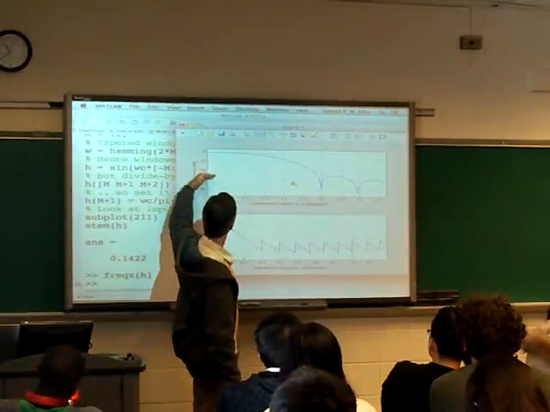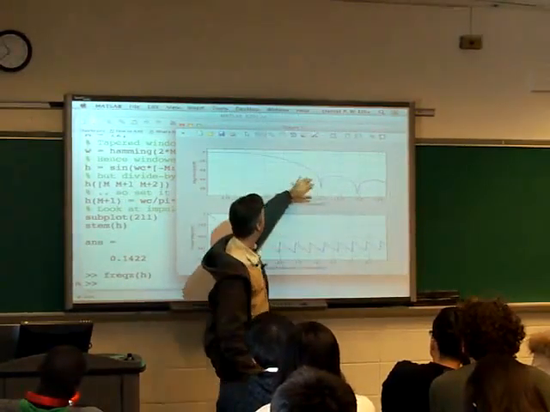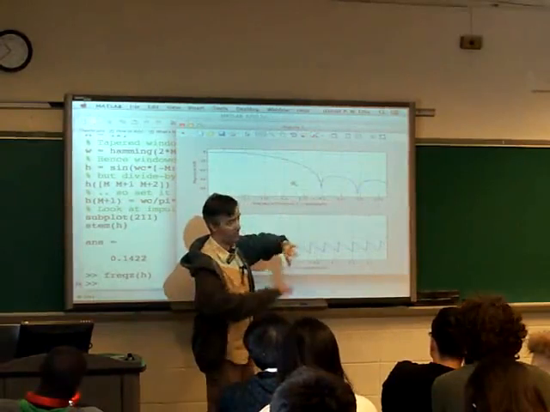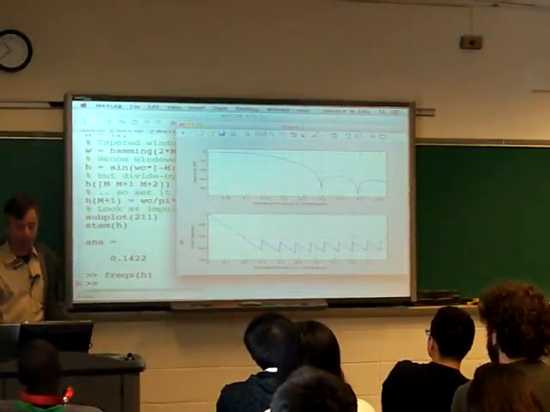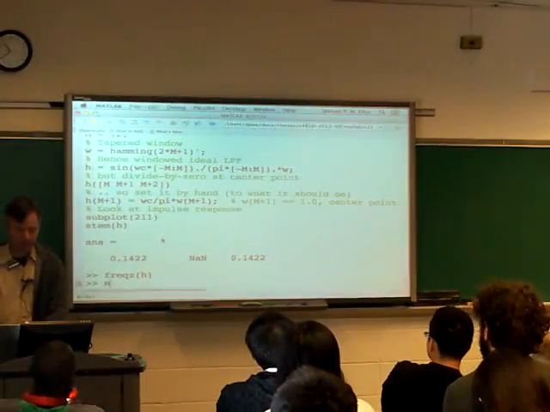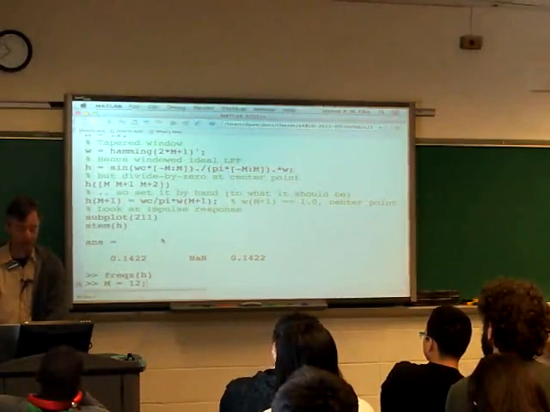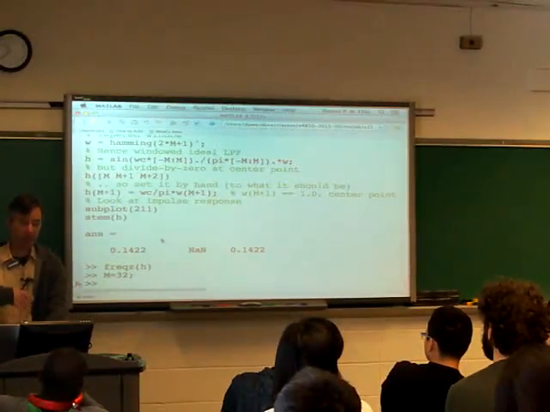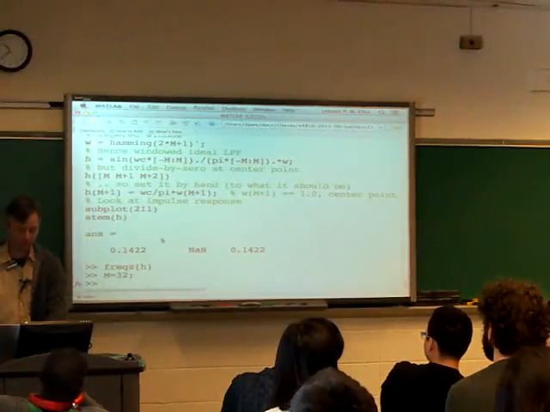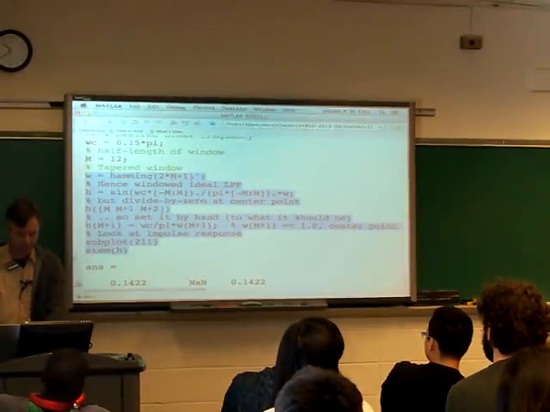We've got reasonable side lobe height here at minus 50 dB or so, but we've got a very, very soft transition band. And there's really no way around that except by going to a longer filter. So instead, that was m equal 12, for 2 times 12 plus 1, 25 points. If we do m equal 32, say, so that'll be like a 65-point filter, we can do the same thing over again, I think.